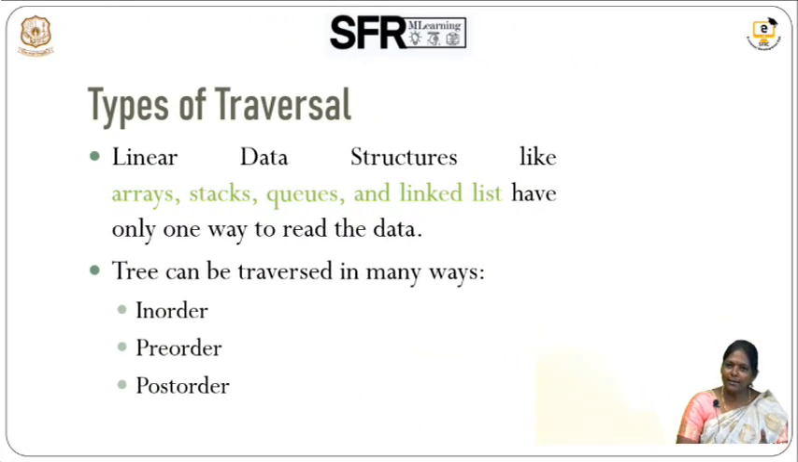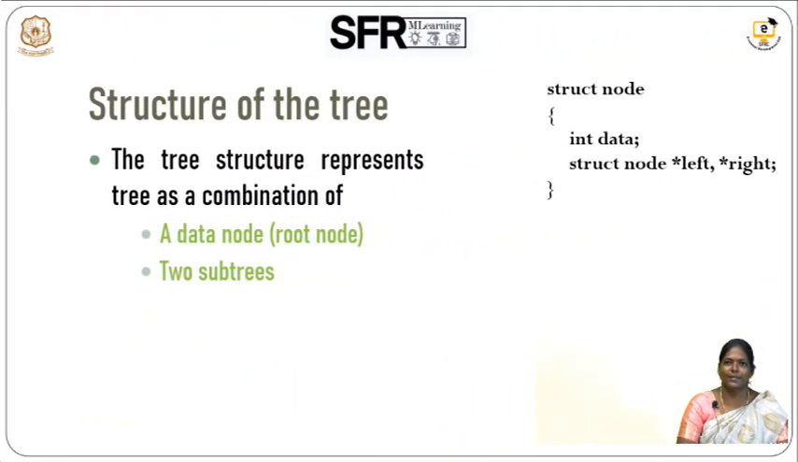In the last videos we have seen linear data structures like array, stack and queues, but these data structures follow only one way to traverse the data. Here in trees there are many different ways, but we are going to see the main traversal techniques: in-order traversal, pre-order traversal and post-order traversal.